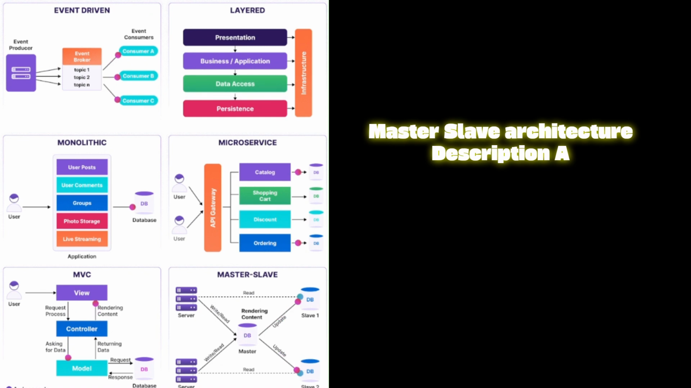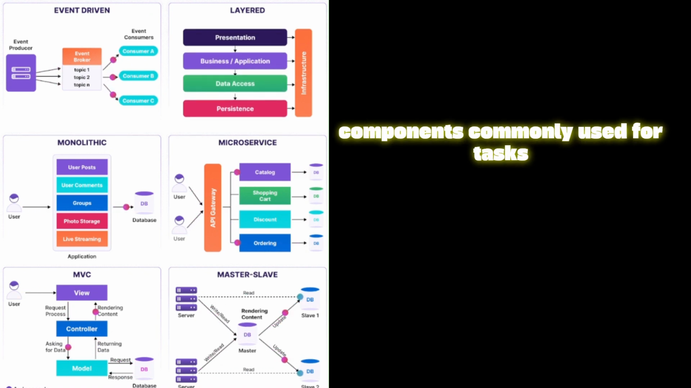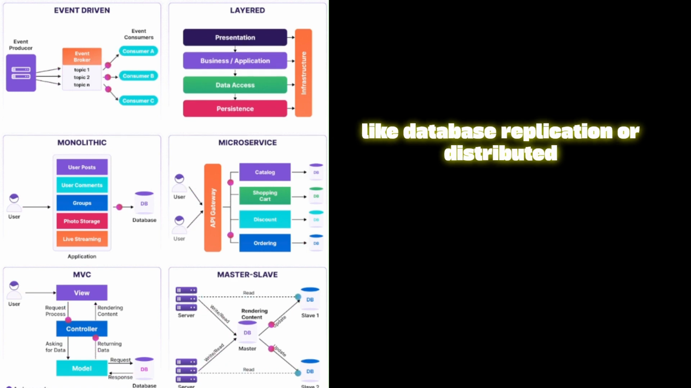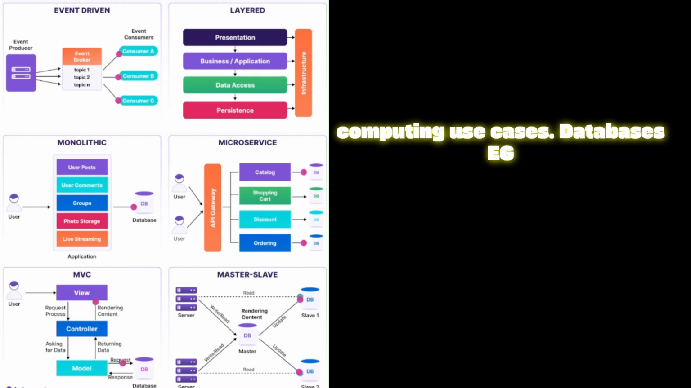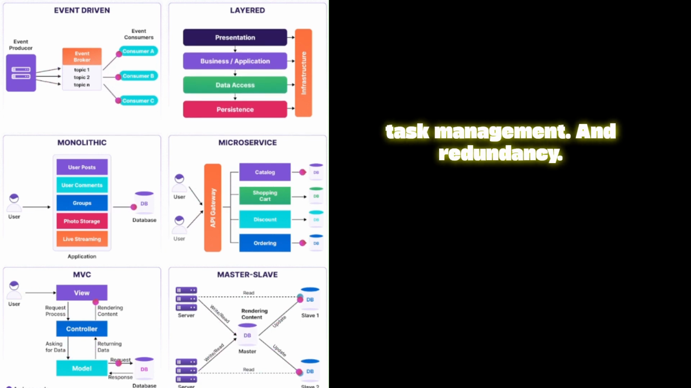Master-slave architecture description. A master component controls multiple slave components, commonly used for tasks like database replication or distributed computing. Use cases: databases, e.g., MySQL replication, distributed systems, and hardware control. Benefits: simplified task management and redundancy.